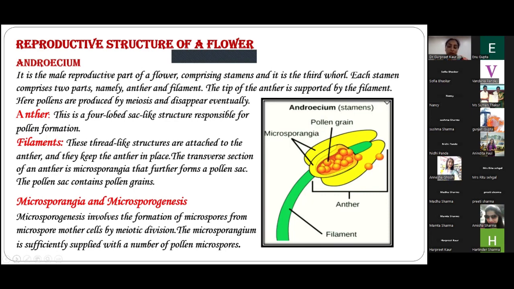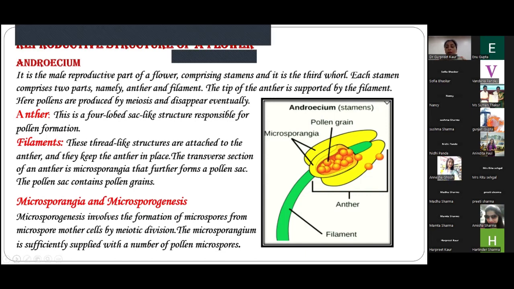Very simple, because it will contain spores. Which spores? Microspores. What are those? The pollen grains. What are those? The male reproductive parts. Similarly, the filaments are the thread-like structures that are attached to the anther, and they keep the anther in place. Because otherwise, they are just hovering here and there. So filaments keep the anther in place. Then the microsporangia contain the spores, and the topic of microsporogenesis should be told to them, that is the meiotic division.